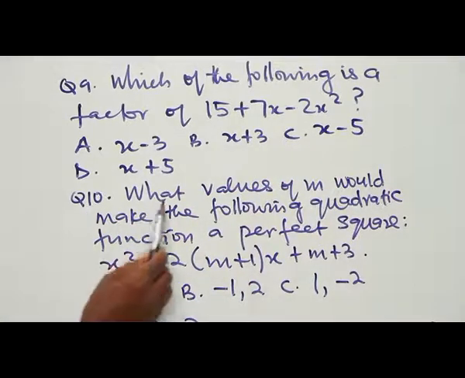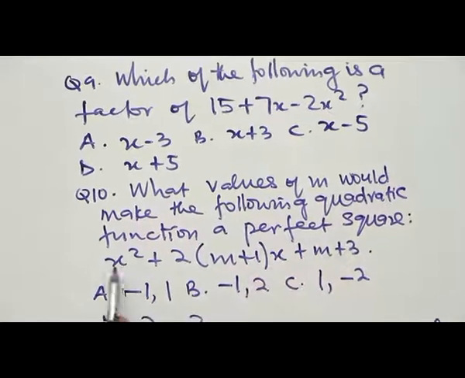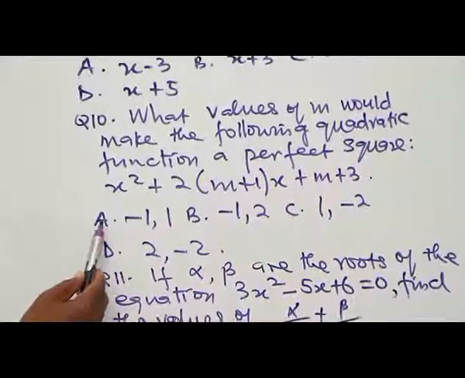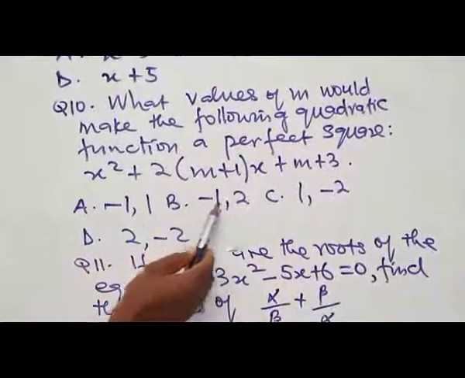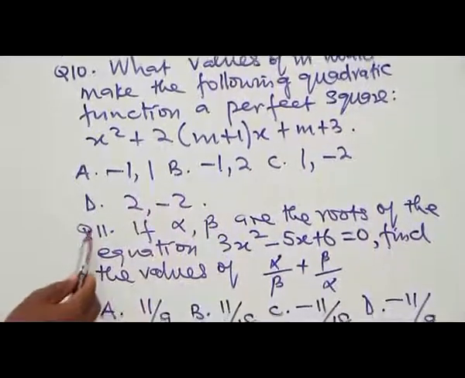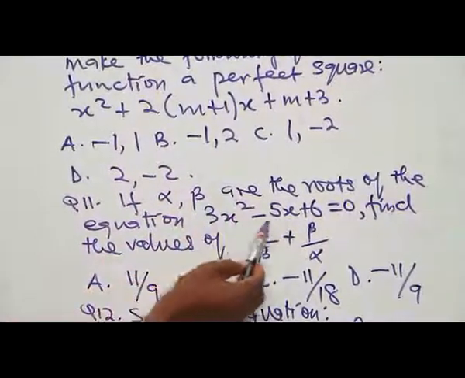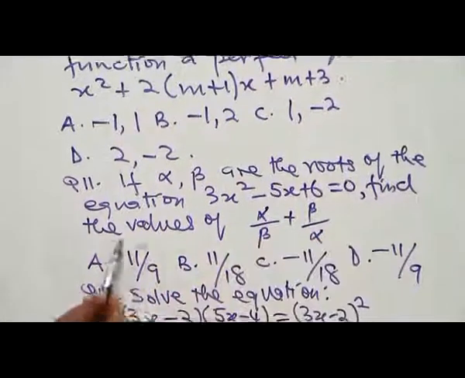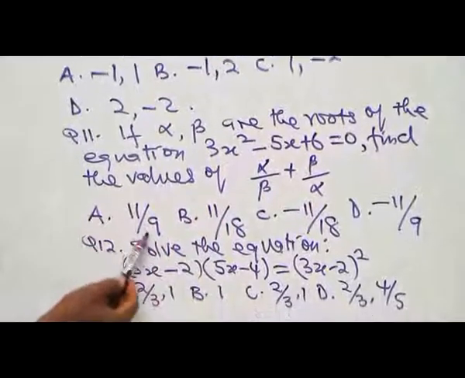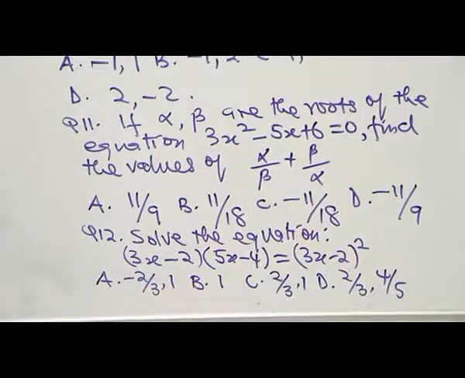Question number 10. What values of n would make the following quadratic function a perfect square? S squared plus 2 into m plus 1s plus m plus 3. Option A, minus 1, 1, B, minus 1, 2, C, 1 minus 2, and D, 2 and minus 2. Question number 11. If alpha, beta are the roots of the equation 3s squared minus 5s plus 6 equal to 0, find the values of alpha over beta plus beta over alpha. A, 11 over 9, B, 11 over 18, C, minus 11 over 18, D, minus 11 all over 9.